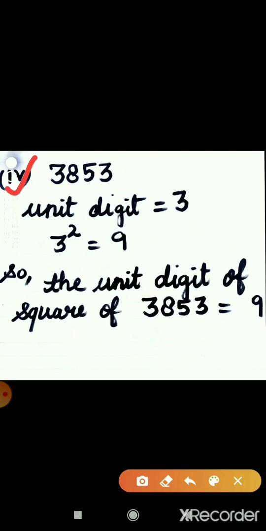Fourth part, 3853. Unit digit of 3853 is equal to 3. Square of 3 is equal to 9. So the unit digit of square of 3853 is equal to 9.